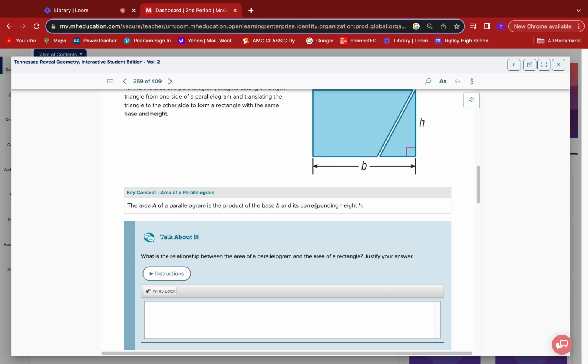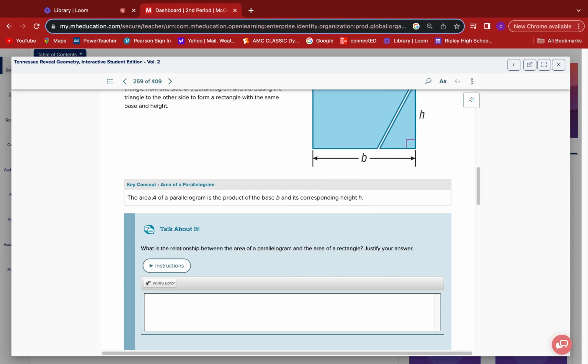Area of a parallelogram is base times height. And this is the same thing for a rectangle. Area of a rectangle is base times height. Same thing for a square. Just the sides are the same. So area of a square is side times side because they're the same. Still base times height.